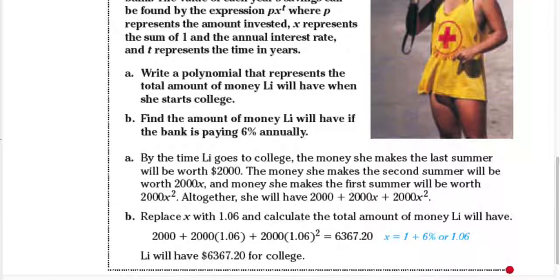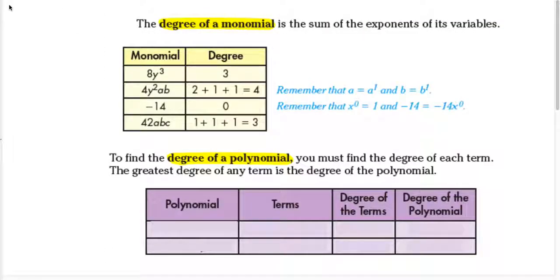Let's move on. Let's talk about degrees of monomials and polynomials. Let's talk about the degree of a monomial first. So the degree of a monomial is the sum of the exponents of its variables. Very easy. So if you look at this monomial 8y cubed, the degree is 3 because the sum of the exponents is 3. In this case, there's only one variable, and the only exponent of that variable is 3. So the degree is 3.